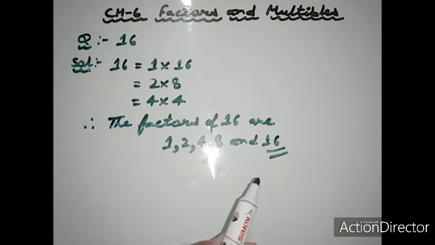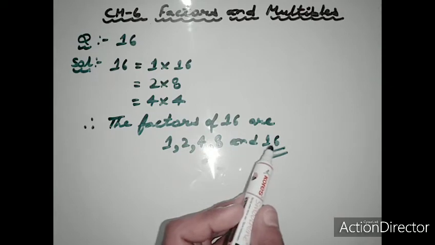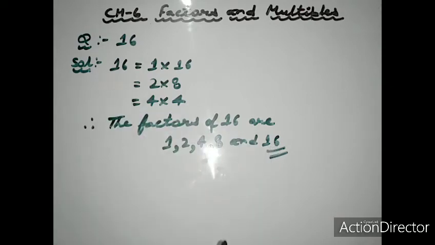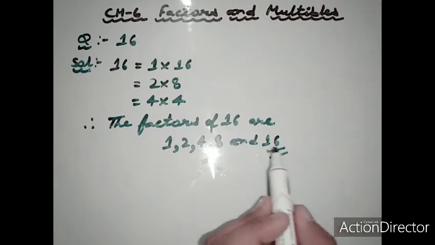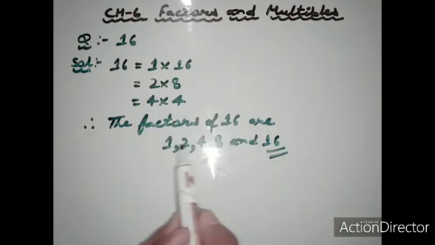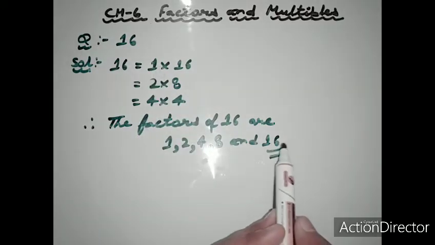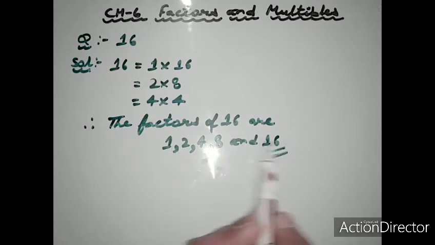Dear students, remember one point here: 1 and the number itself are always factors of the number. And one more important thing, the factors of a number are equal to or smaller than the given number. Like this 16, here the number is equal, the factors of this number are equal to or smaller than this number 16.